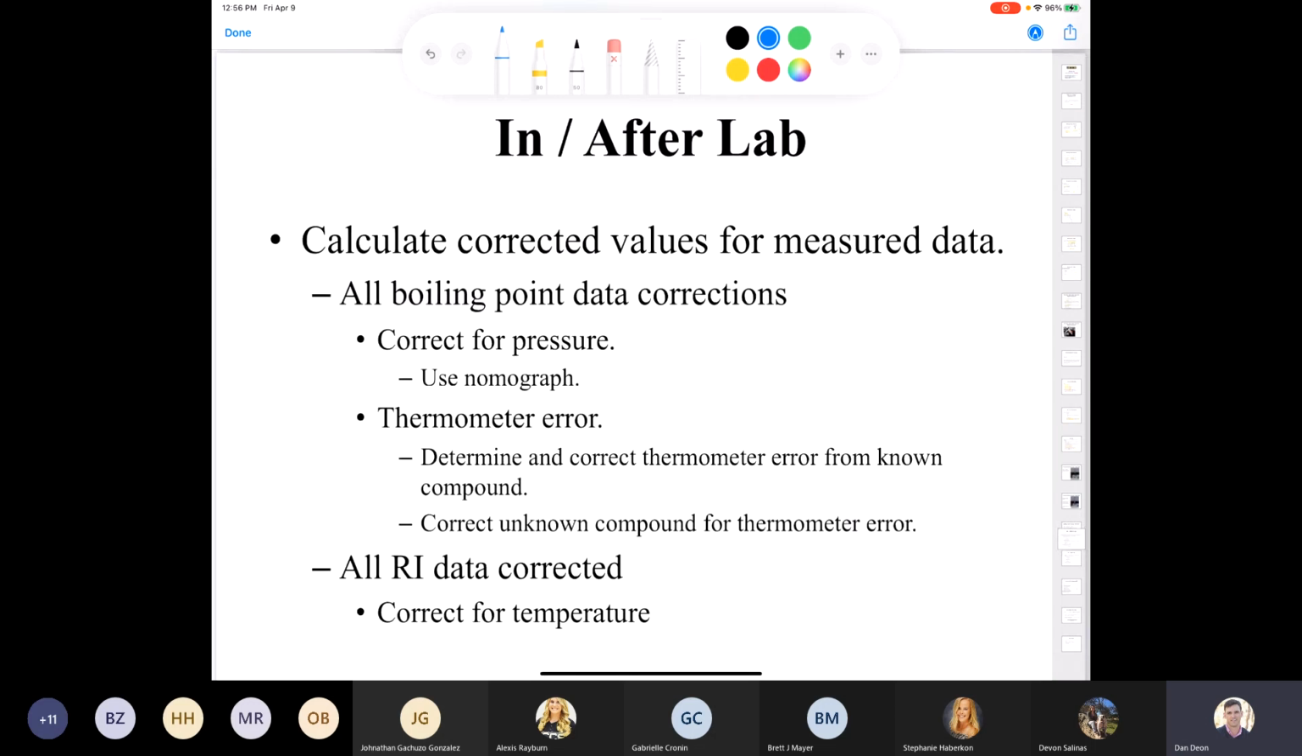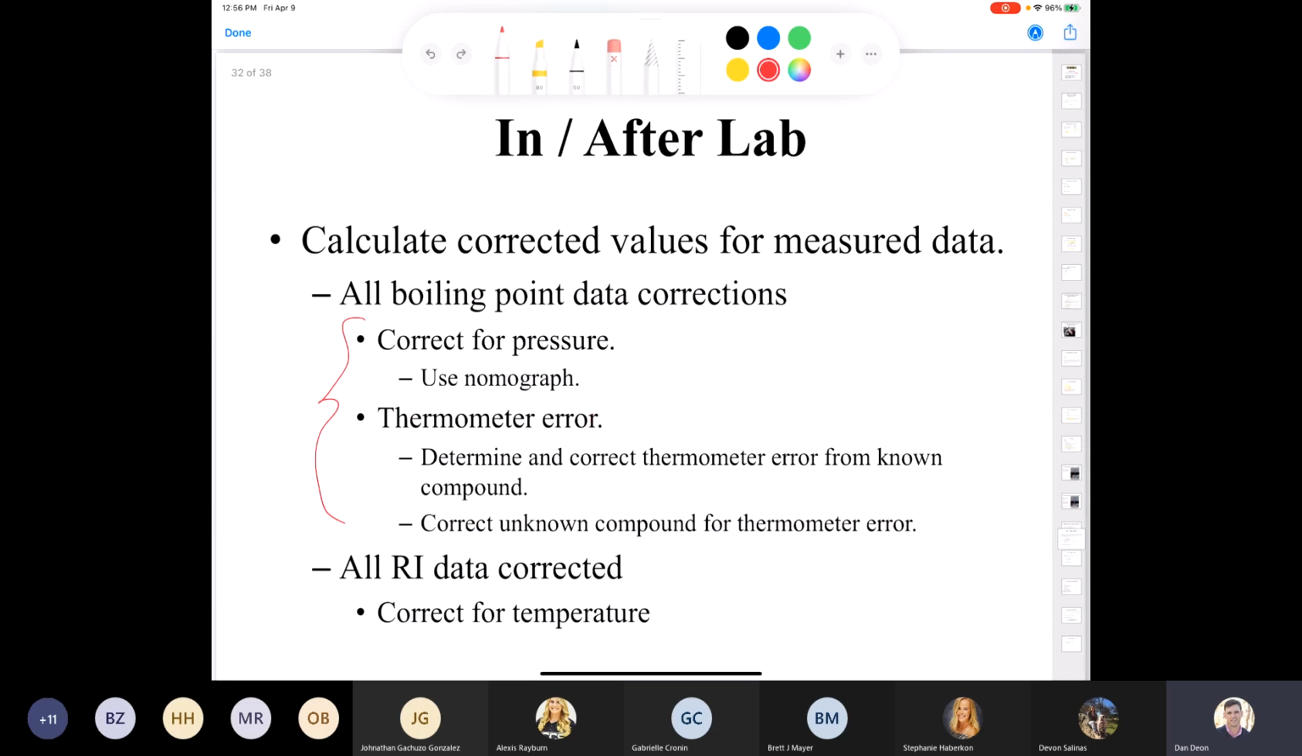and the refractive index. Refractive index calculation, a little simpler because you're just using a quick formula. But for a boiling point correction, we need to correct not only for atmospheric pressure because we're in Colorado Springs and we're going to use the nomograph for that, but we also need to correct for the error in our thermometer. Yeah, something you might not have thought about.